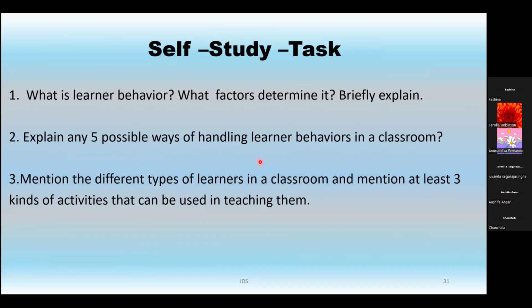Mention the different types of learners in a classroom. All the 8 types of learners you have to mention. And mention at least 3 kinds of activities that can be used in teaching them. First mention the 8 types: auditory, visual, solo, social, like that. Then against each, write down any 3 kinds of activities. So that's it.